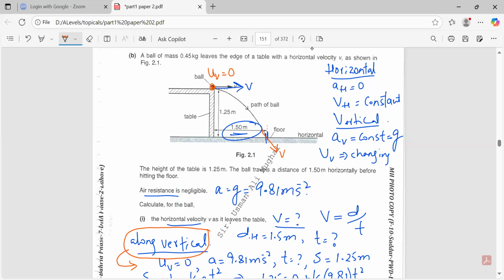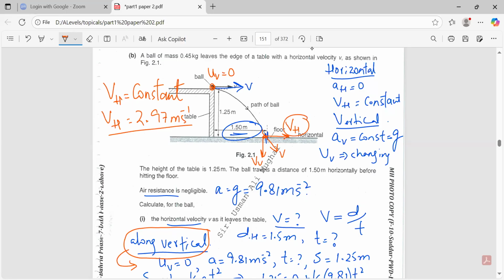When it is just about to hit, this velocity is going to have two components. One is the horizontal component, which is VH, and the other is the vertical component, VV. We know during projectile motion, our VH remains constant. The value of VH is not going to change. The value of VH we just found was 2.97 meter per second. So it will remain constant throughout, and the value of VH will be 2.97.